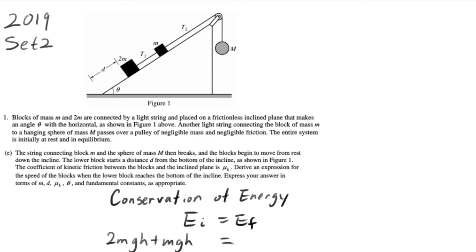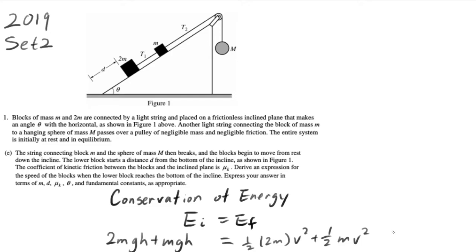So for the final position, when the lower block is at the bottom of the incline, both blocks don't have any potential energy, but they do have kinetic energy. So they'll be moving at the same velocity, but their total kinetic energy would be 1/2 (2m)v squared plus 1/2 mv squared. And since there is friction involved, some energy will be lost due to friction. So we don't use the kinetic energy equation and we don't use the potential energy equation.